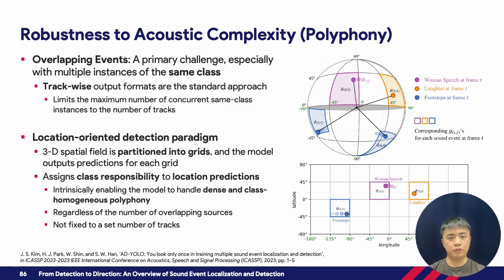Instead of asking the model to find n number of events, you ask it, for each region in space, tell me what is happening here. So these models partition the 3D spatial field into a grid, and the model will predict what sound classes are active within each grid cell. This location-centric approach theoretically allows the model to handle an arbitrary number of overlapping sources, making it far more robust in environments with unknown and dense polyphony.